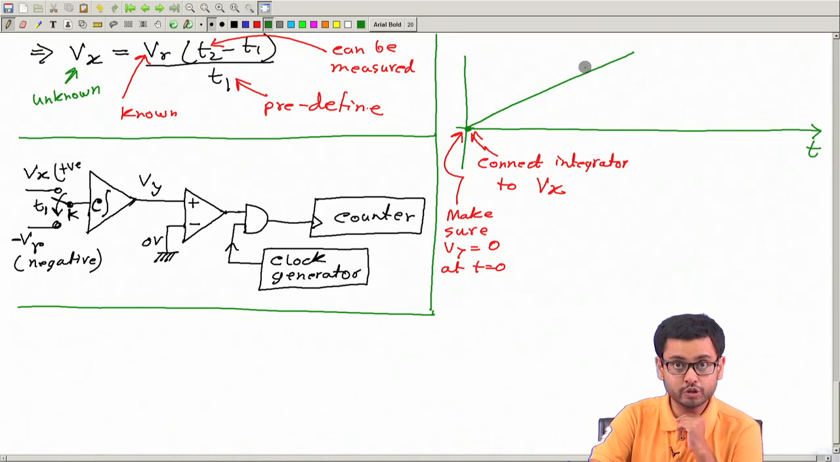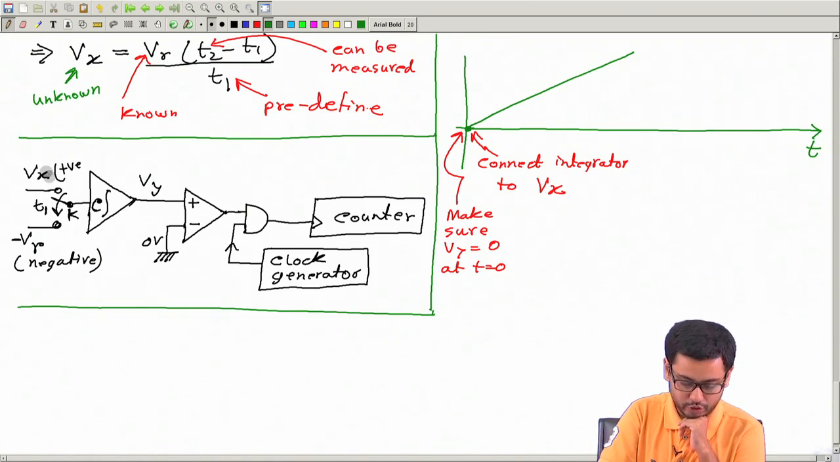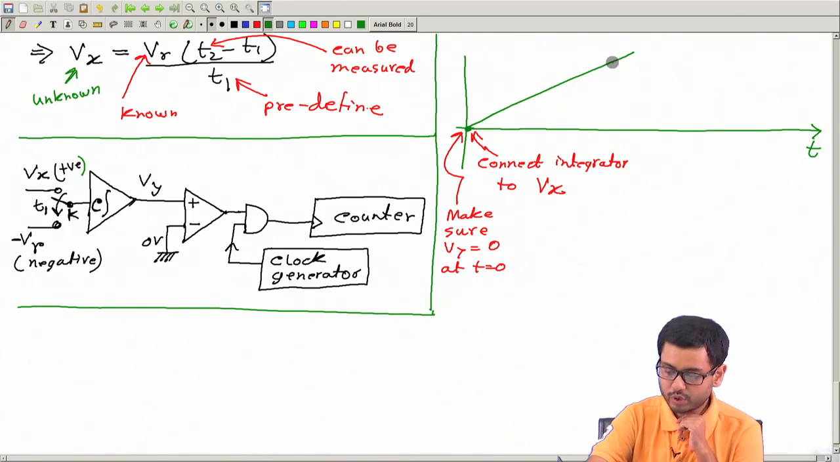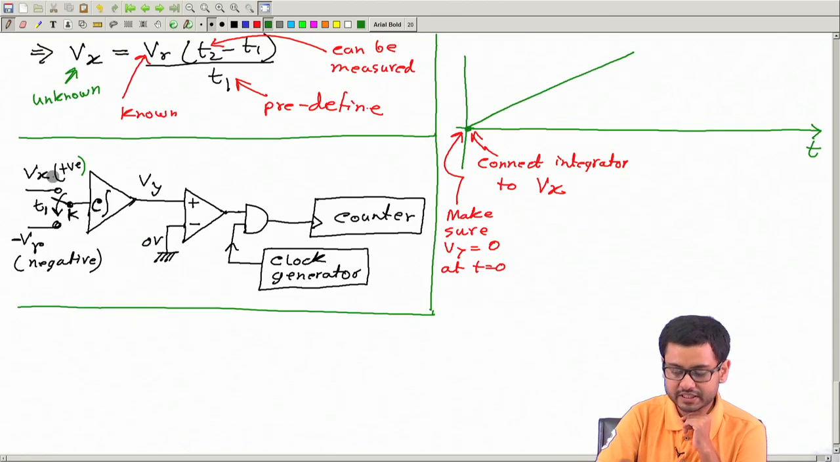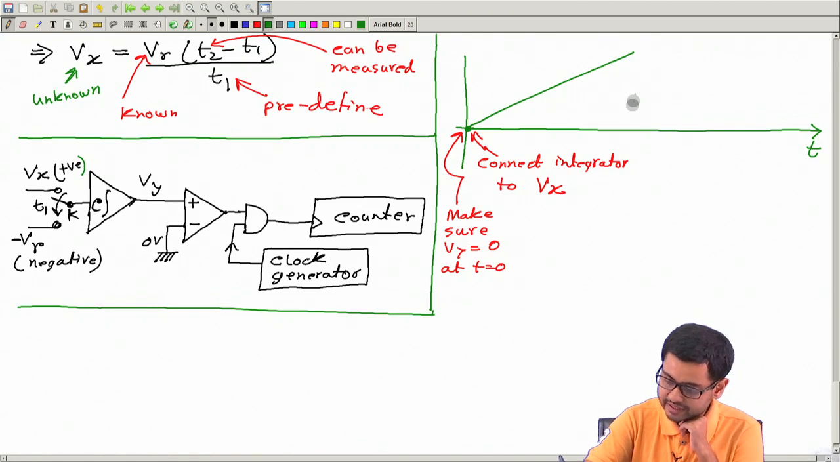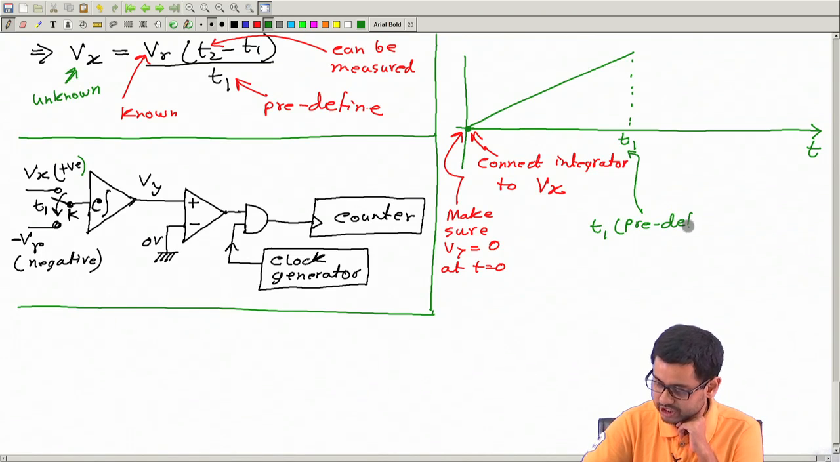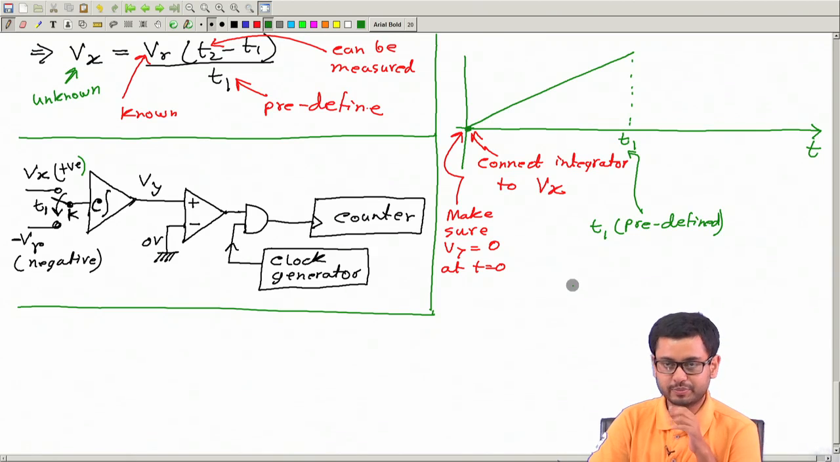And at what rate will it grow? It will depend on the value of Vx. Higher the value of Vx, it will grow faster. Okay. Smaller the value of Vx, it will grow slower. Okay. And then let this be time t1. Now t1 is a predefined, pre-specified time.